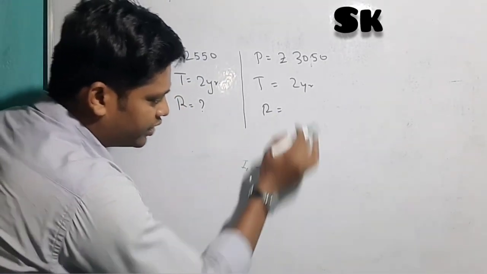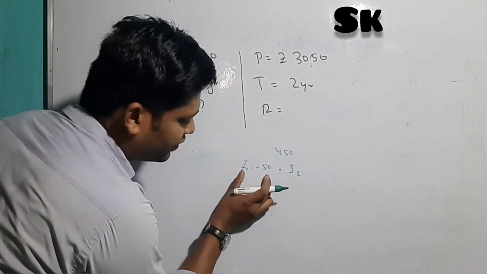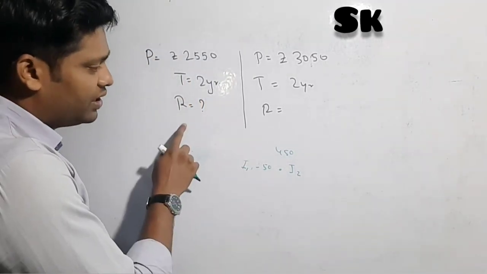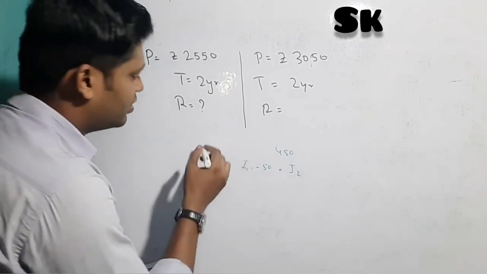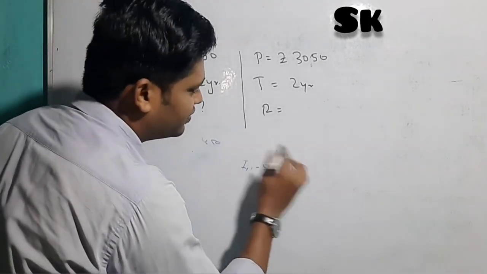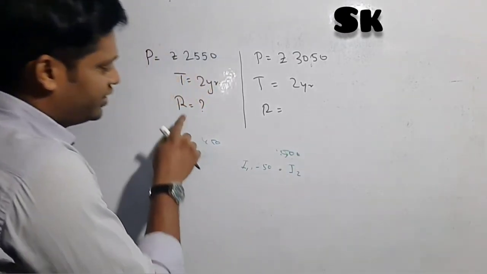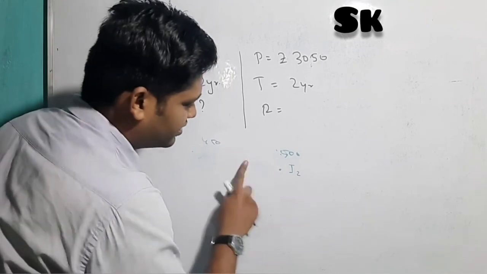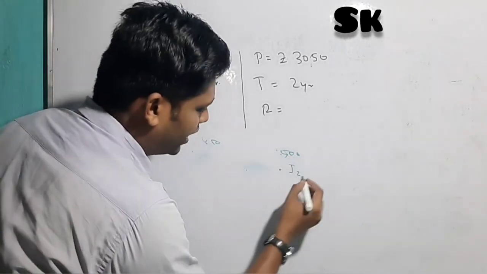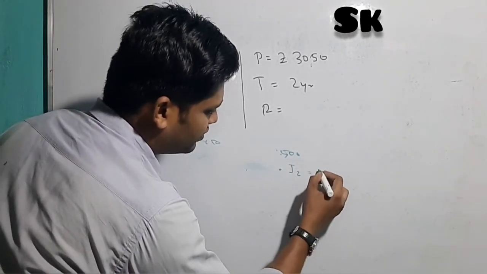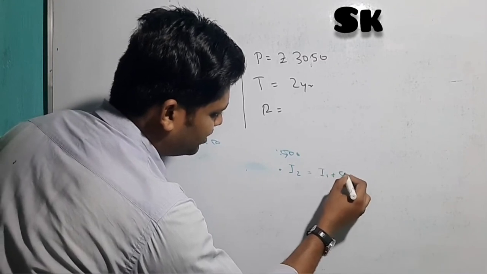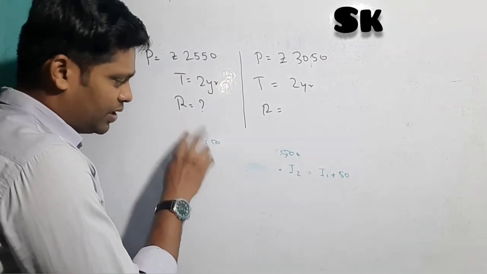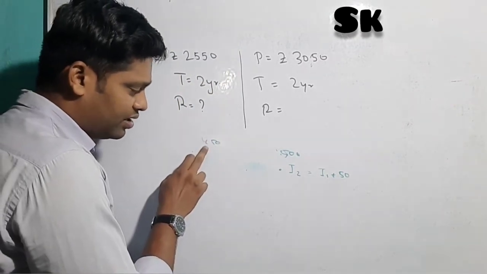Interest 1, interest 2. Of this, you will remove the 50. The interest earned by this person is 50 less. For example, this is 450, this is 500. This person has earned 50 rupees less, so it will be like this. This is I2. I2 means I1 plus 50. This person has earned 450, he has earned 500.